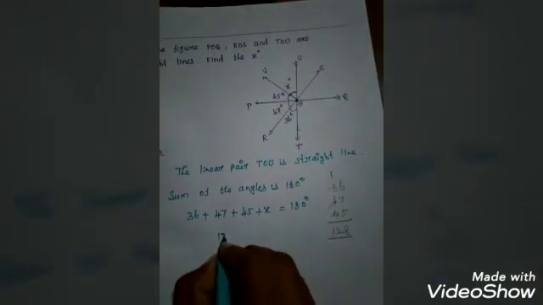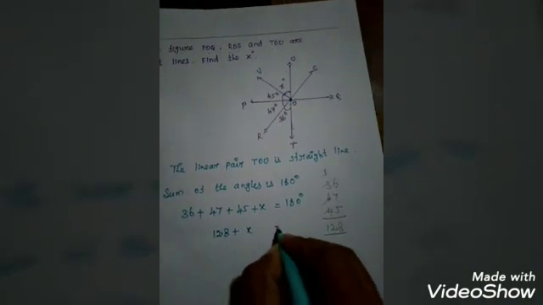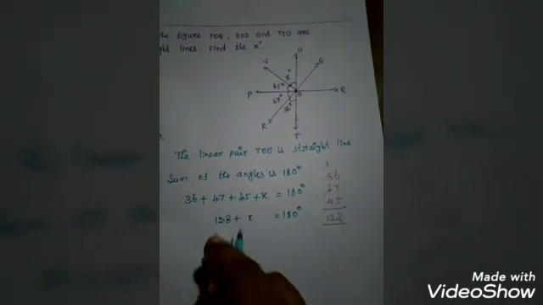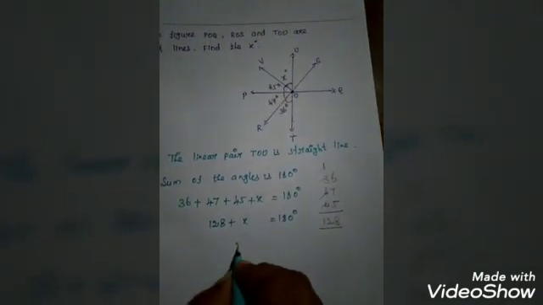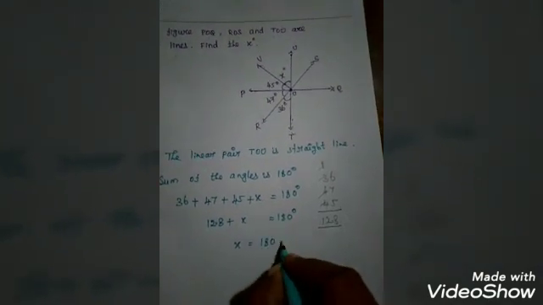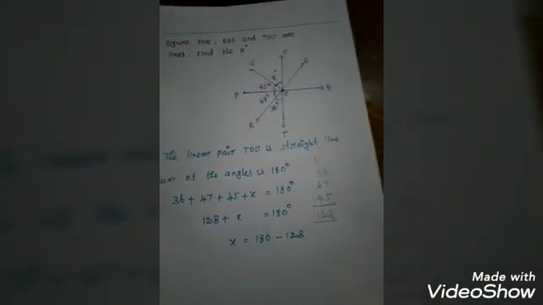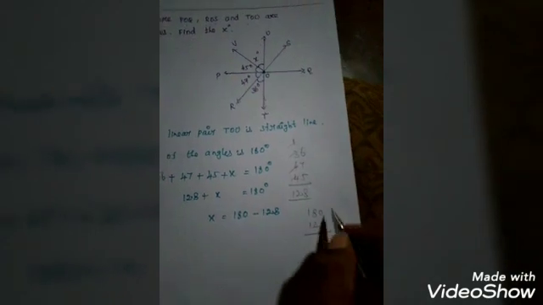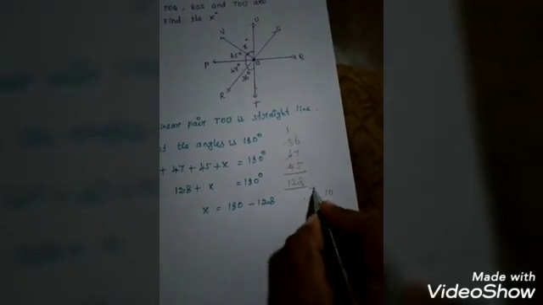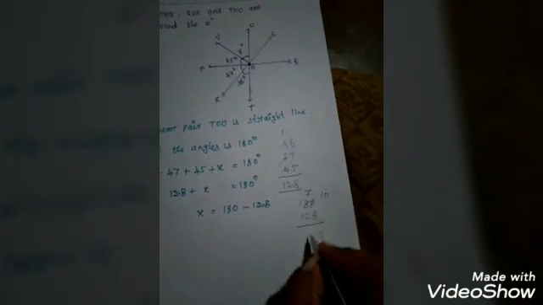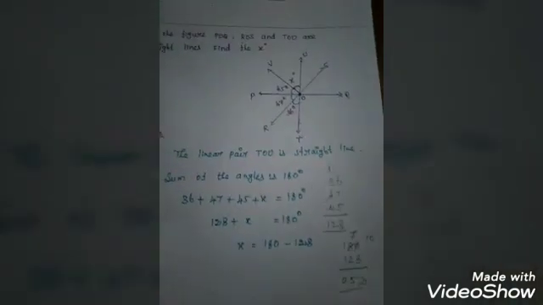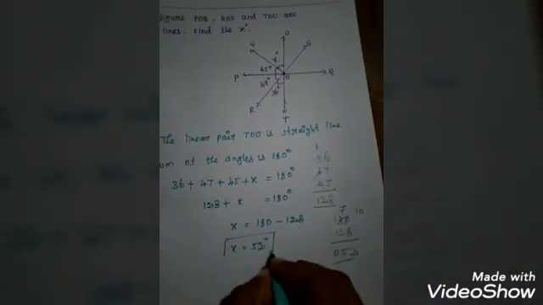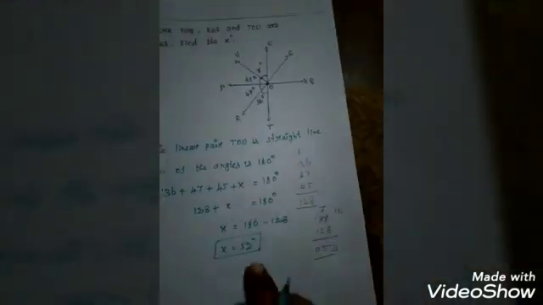Now 128 plus x is equal to 180 degrees. Here 128 and x are added, so take 128 to the opposite side, where it is minus. So x is equal to 180 minus 128. Subtract that. 0 minus 8 is not possible, so borrow 1 from the next place. This place is 10, this place is 7. 10 minus 8 is 2, 7 minus 2 is 5, 1 minus 1 is 0. So the answer is x is equal to 52 degrees.